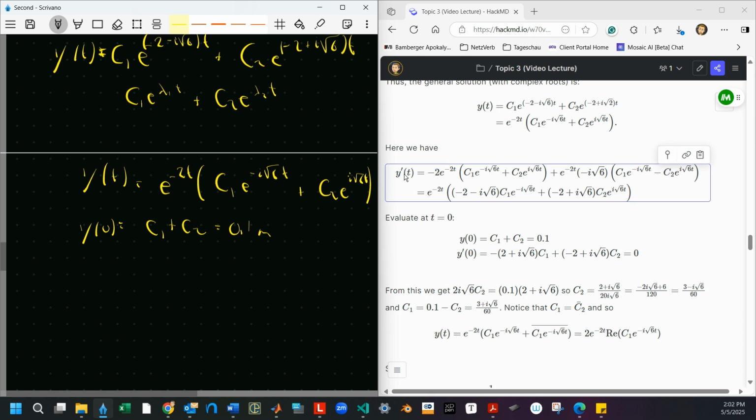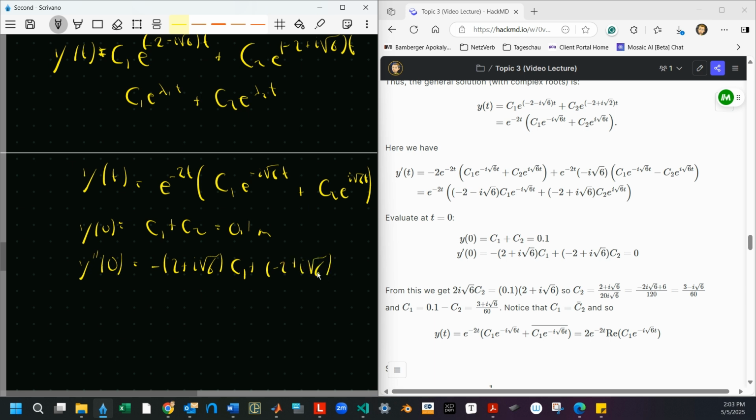Then you have y prime here, and again y of 0 is 0, so you're going to put in 0, so that's going to become 1, that's going to become 1, that's going to become 1. And so you end up with this stuff down here. So y prime works out to be (minus 2 plus i root 6) C1 plus (minus 2 plus i root 6) C2 equals 0. So that's what you get.